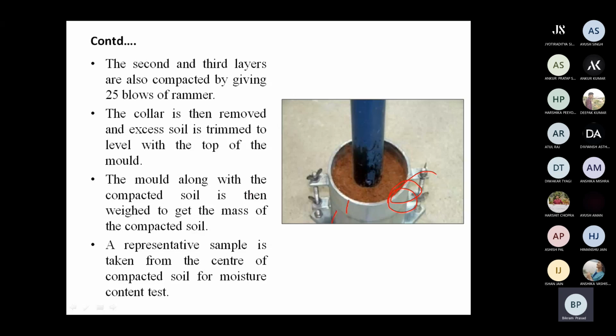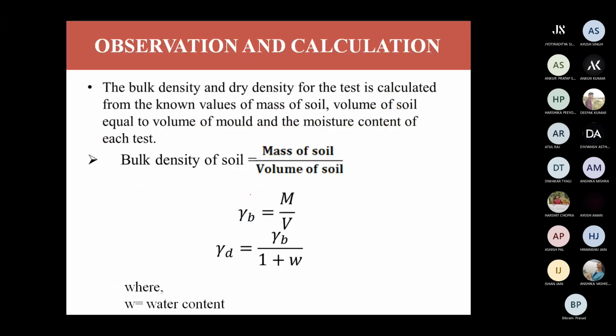So we have compacted it by proper hammering, 25 blows at 3 intervals, and then we finally get the mass of the complete soil mass. After deducting the empty mass, we get the mass of the soil, and that sample is taken for the moisture content test. So the bulk density and dry density for the test are calculated from the known values of the mass of soil, volume of the mold, and moisture content of each test.